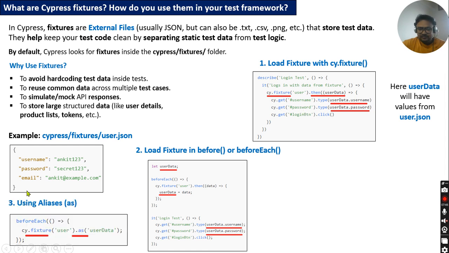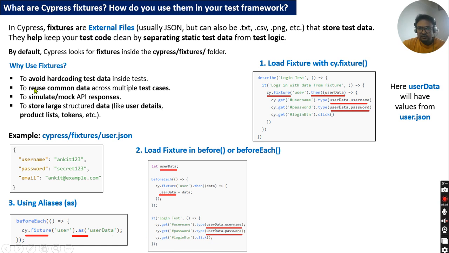Okay, then using an alias, like as. So how can you do that? As you see, you can also type it this way. Instead of then, you can also use as alias as well. So cy.fixture user as userData. So whatever the data is, it will be saved as userData. Okay, then you can use userData to pass the values accordingly.